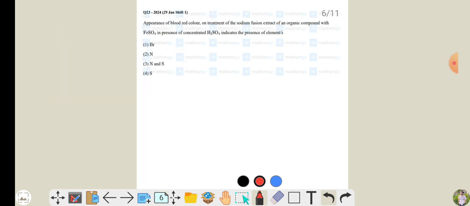So what is the next question? Read: the appearance of blood red color on sodium extract and all. If you remember these kinds of things, at least for blood red, I always say, what is the blood red complex? FeSCN whole thrice. This one is known as the blood red color complex.